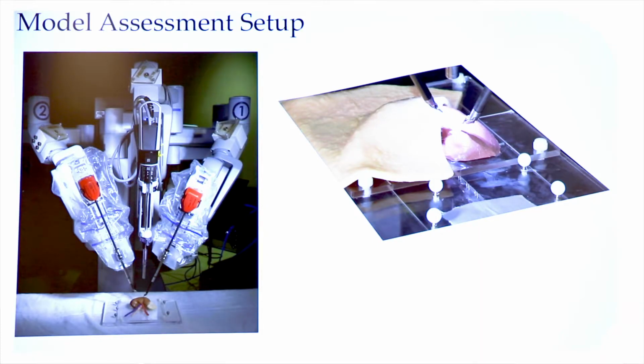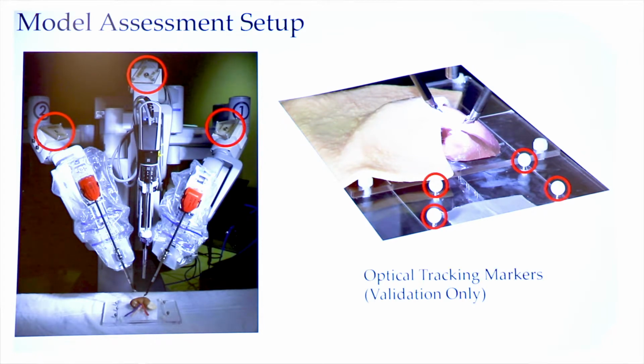The main subject of our paper was a model-based assessment of this technology, and you can see our experimental setup here. We've placed our phantom model on a reference platform and partially obscured the model in fat, and underneath that fat, as you'll see in a moment, is an exophytic tumor that the surgeons obviously can't see currently. We also outfitted the reference platform and the robot with optical tracking markers, which we use to validate our registration.